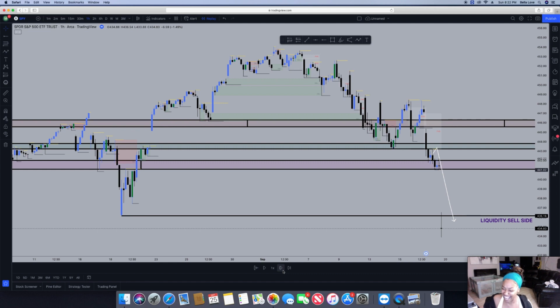Y'all see that? Come on. Do y'all see how the sell side liquidity just got taken out? That was fire. That was mad fire. So from here, y'all know when the sell side liquidity gets taken out, what we looking for? We looking for buys right here. So right here, I am definitely looking for buys. I want to see this go down a little bit more, and then I'm looking for buys.